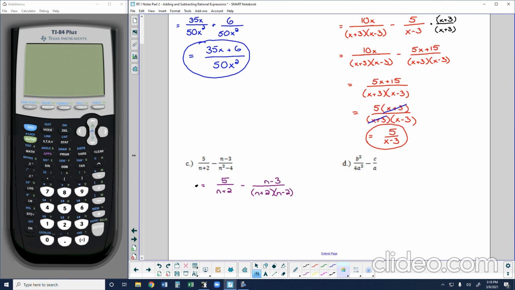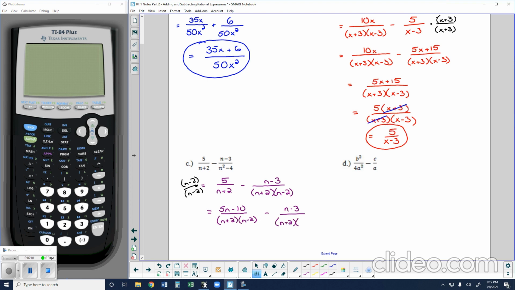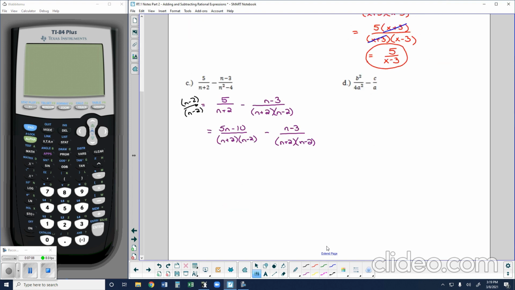I can see that I can multiply the denominator of my first fraction by n minus 2, and that would create me two common denominators. If I do this, the numerator becomes 5n minus 10, distributing the 5 to the n minus 2. And the denominator is n plus 2 times n minus 2. Now that denominator matches the denominator of our second fraction. And once the denominators are the same, I am now allowed to combine my numerators, in this instance through subtraction.